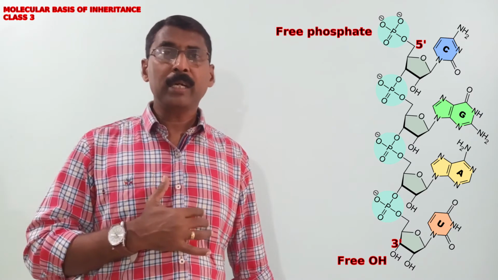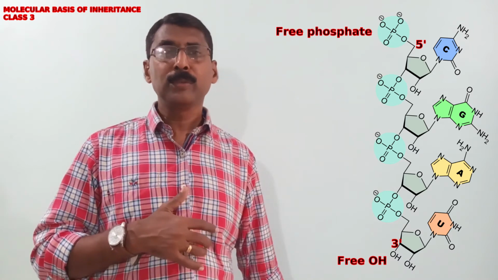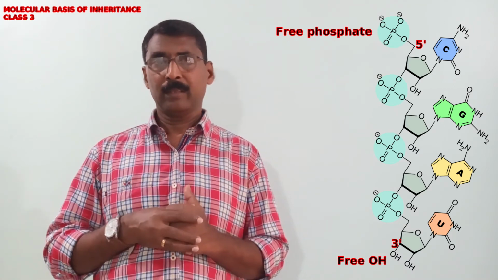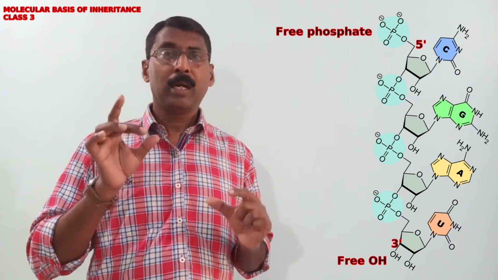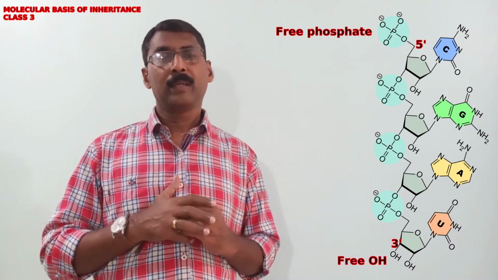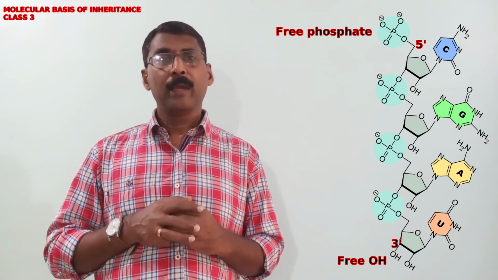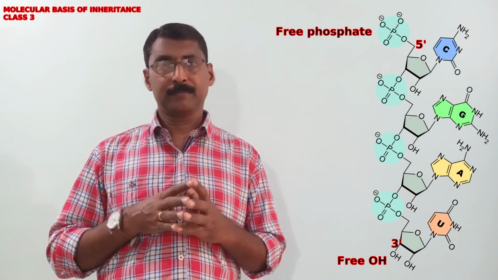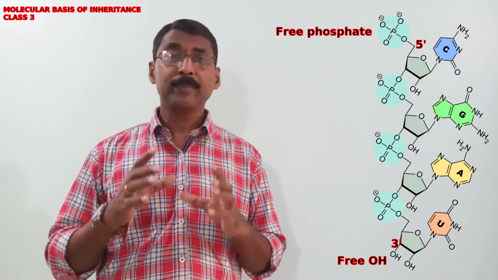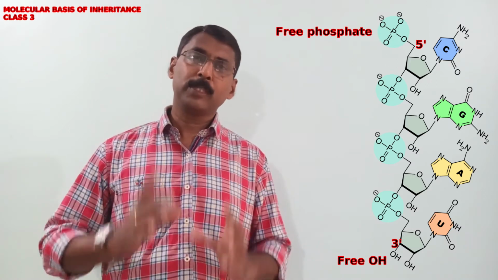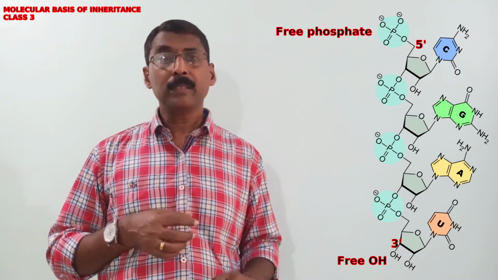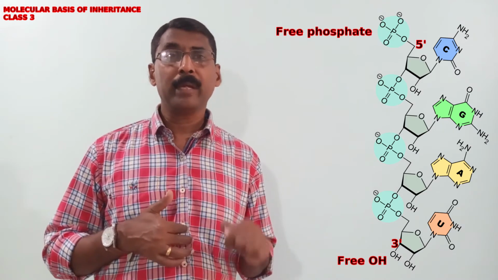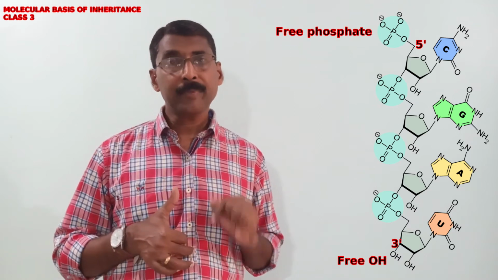And the third carbon atom of the sugar of the last nucleotide would have a free OH group, without a phosphate group there. That end is called the 3' end.